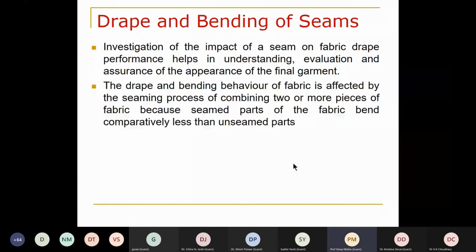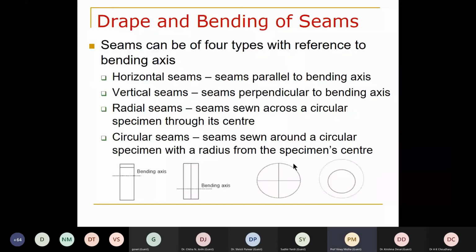Then coming to the drape and bending part of the seams, the investigation of the impact of the seam on fabric drape performance helps in understanding the valuation and appearance of the final garment. The drape and bending behavior of fabric is affected by the seaming process when the combining of the fabric parts is being carried out, because the seamed part will be bending comparatively less as compared to the unseamed part. After stitching, they will be bending to a lesser extent. So their drape and bending properties will be affected.